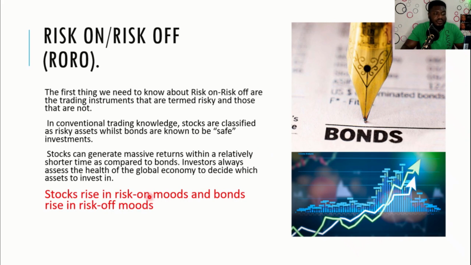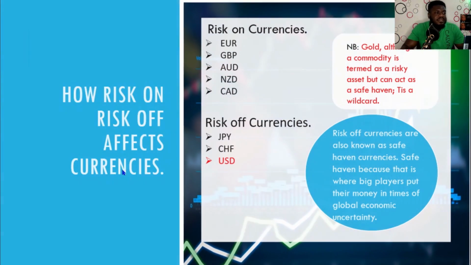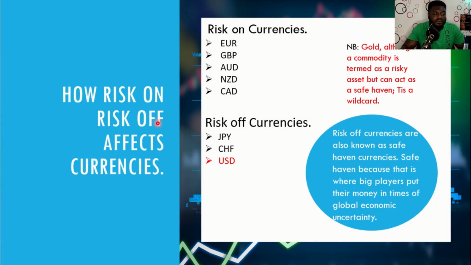Stocks rise in risk on moods and bonds rise in risk off mood. Stocks are actually negatively related to the currencies they affect, and bonds are positively correlated with the currencies they affect. But we won't go into details of the positive and negative correlation of stocks and bonds with currencies in this video, since it is in the blog post in the description area. How do risk on and risk off affect currencies?